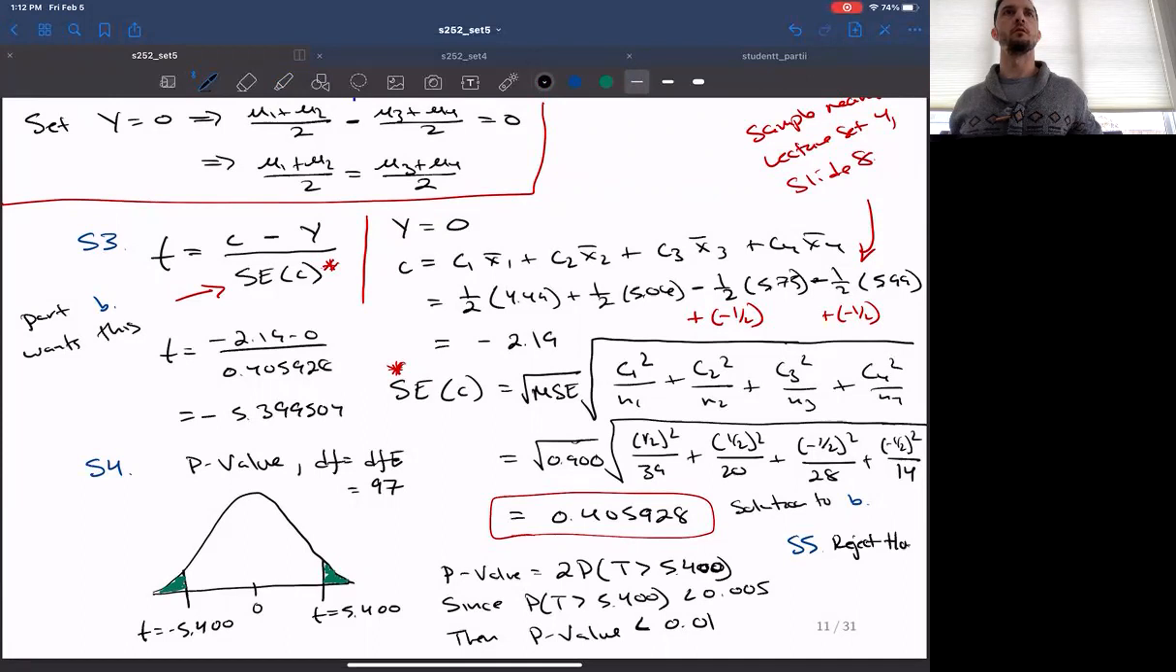Does that say reject the null hypothesis or the alternative? Because it kind of looks like an A. So we always make our conclusion about the null. So it would be reject H0.